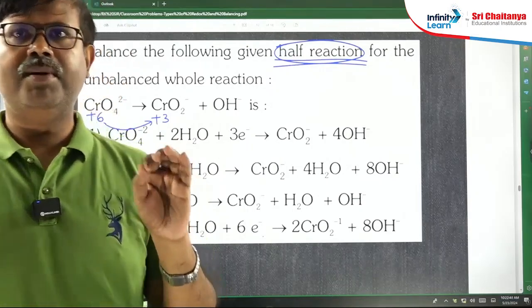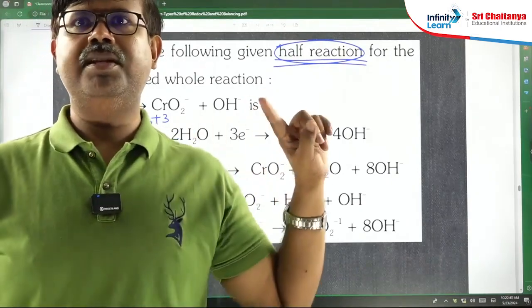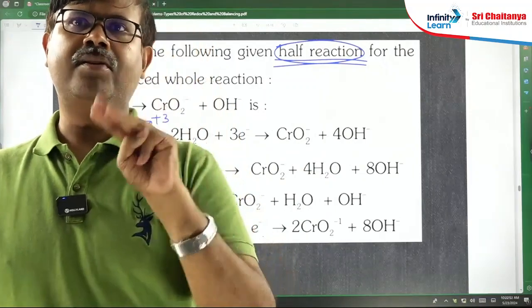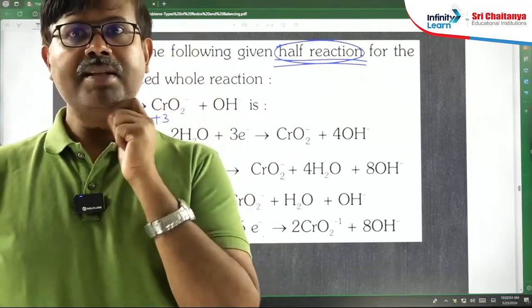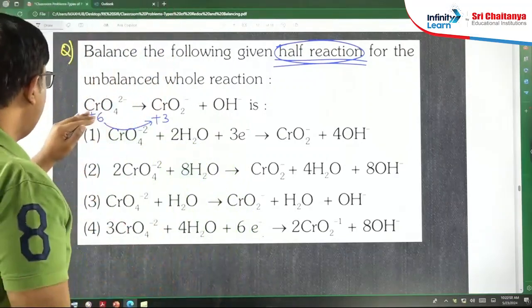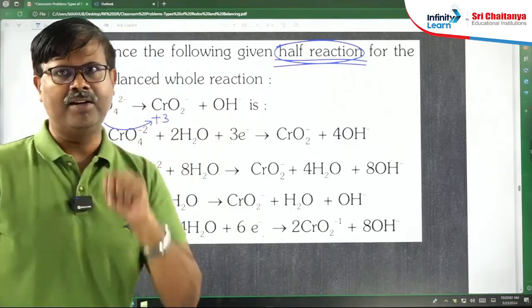Always, oxidation number change happens due to electrons only. So 6 to 3 means the change is 3, so 3 electrons are involved. Now, which side do I have to add electrons, sir? Left side or right side, do I have to add 3 electrons?